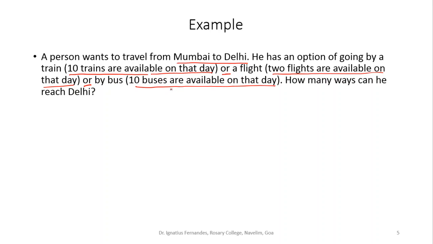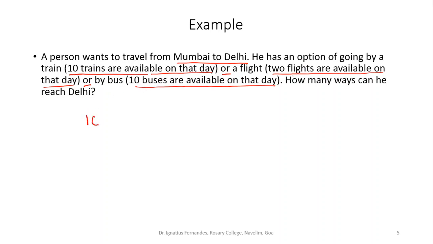Okay, here we are stressing on "or". While in the previous cases we had to have 1 shirt and 1 trouser, we used to say "and". Now in this case he has to take only one of the options. So it is either trains or flights or buses.